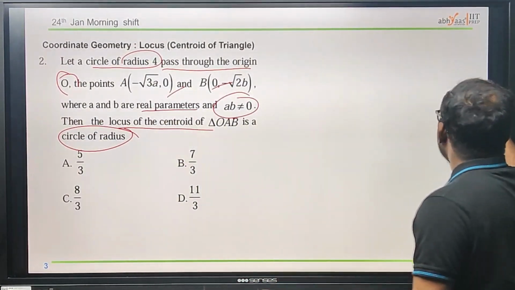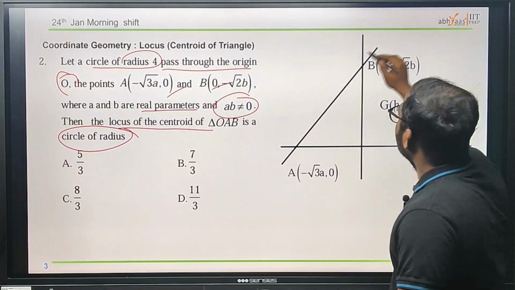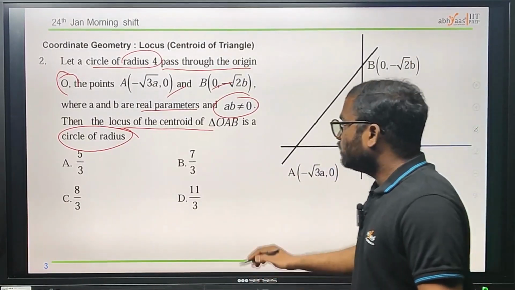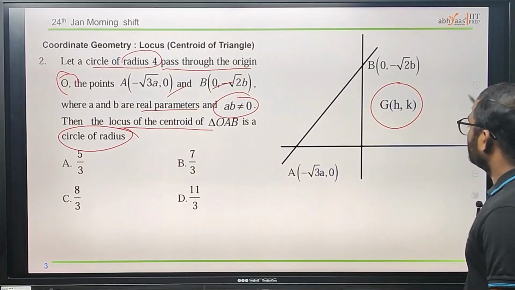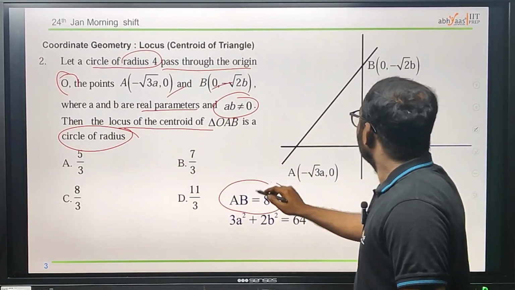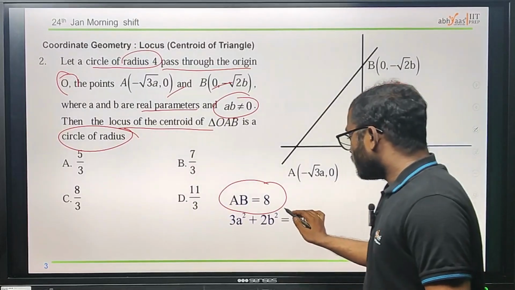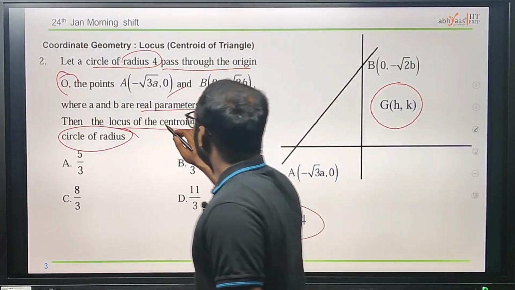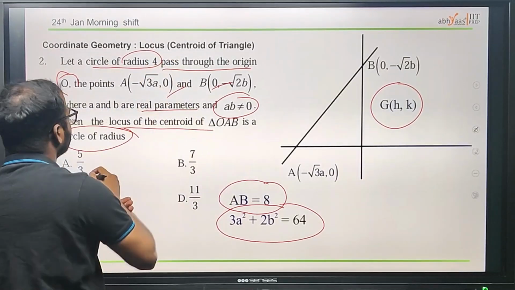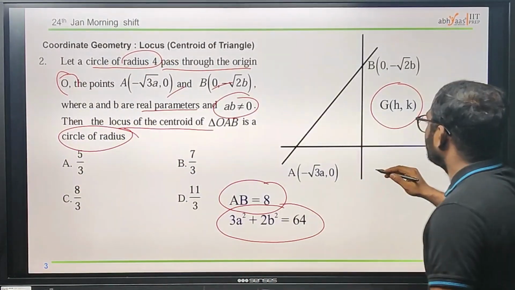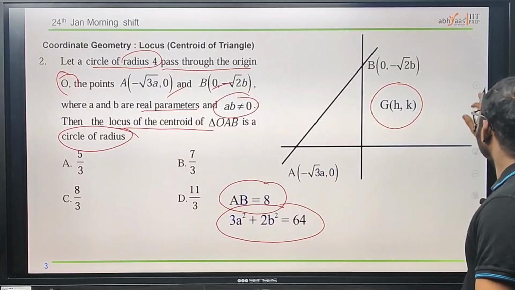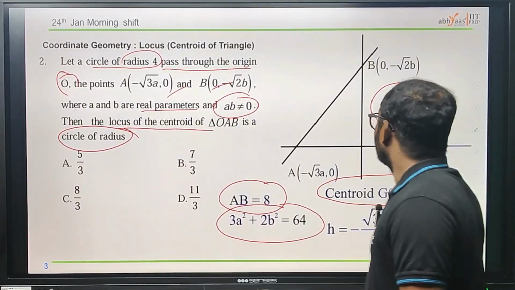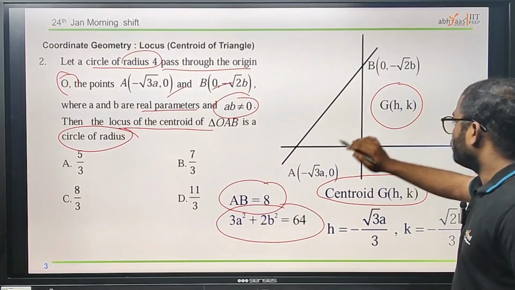If you observe, we have the diagram like this. We have the line which passes through this point. We have to find this locus, which is the centroid. Now see here, from the points A and B the distance is 8, which is nothing but 3a square plus 2b square is equal to 64. Since we already have the radius, using that we can easily see what is happening. Now using the centroid G of (h, k), we can solve using AB here.